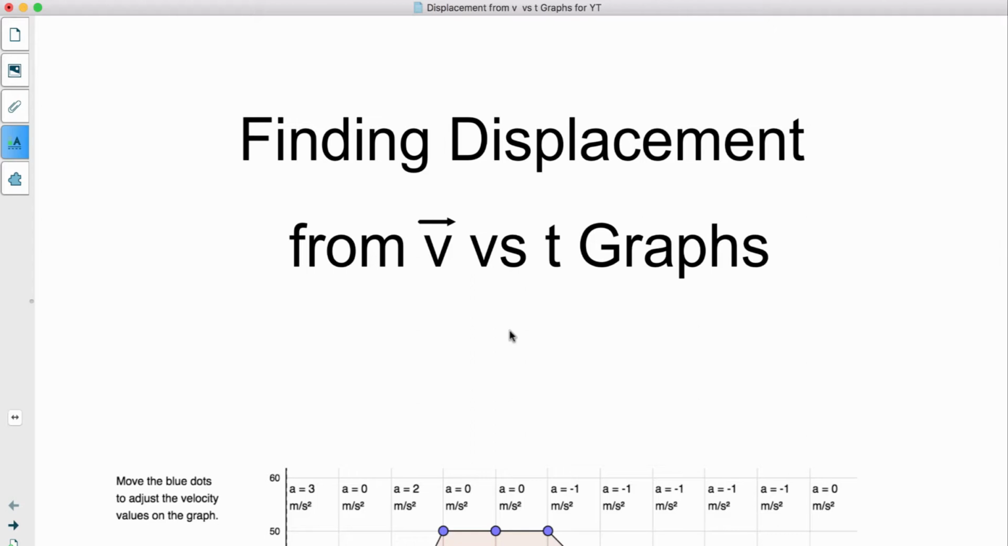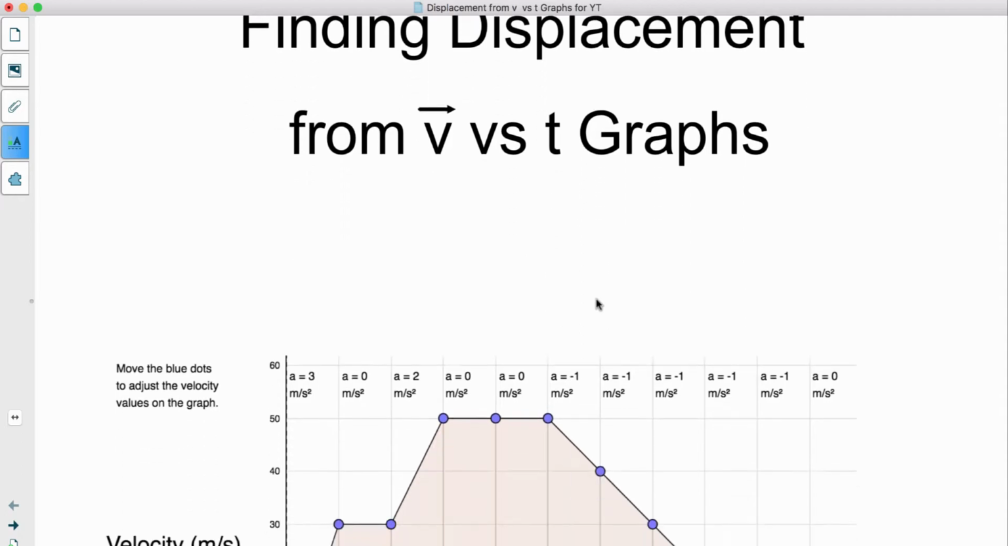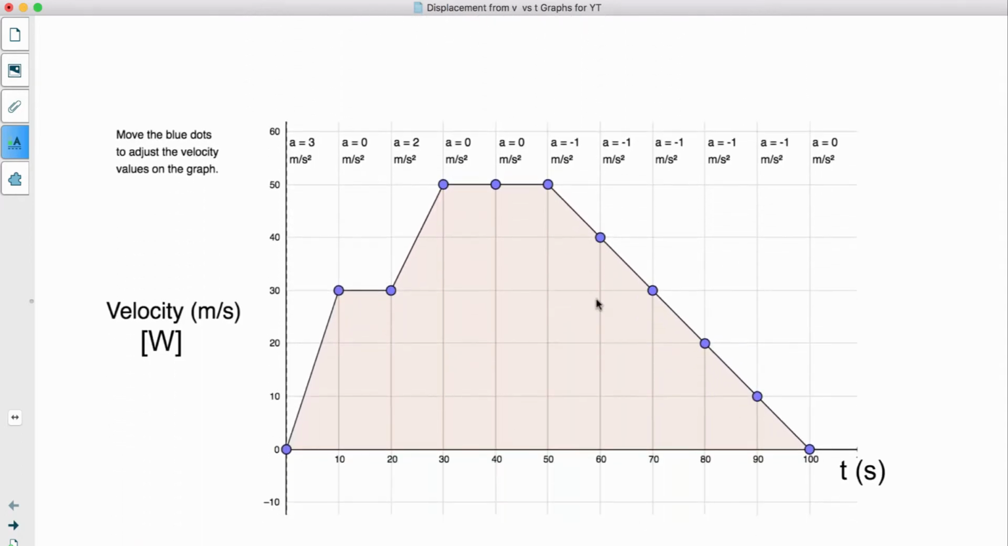Okay, hello everyone. In this video we're going to be looking at finding the displacement from a velocity versus time graph. Here we've got a graph, time in seconds running along the horizontal axis, velocity in meters per second west running on the vertical axis, and you can see above each one of these sections it tells us what the acceleration is. So we're not really going to be spending time doing any kind of accelerations off this graph, but it is across the top if you wanted to look at it.